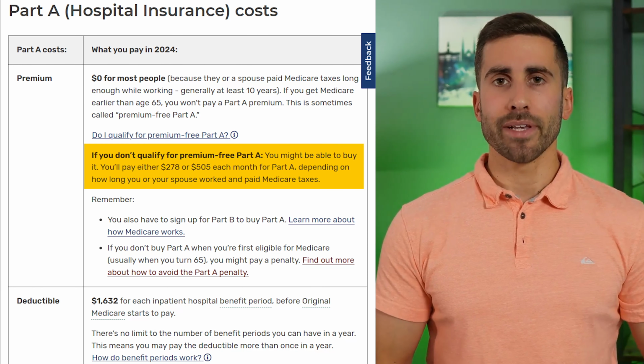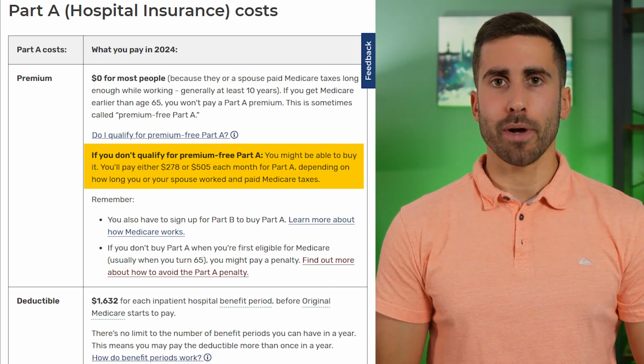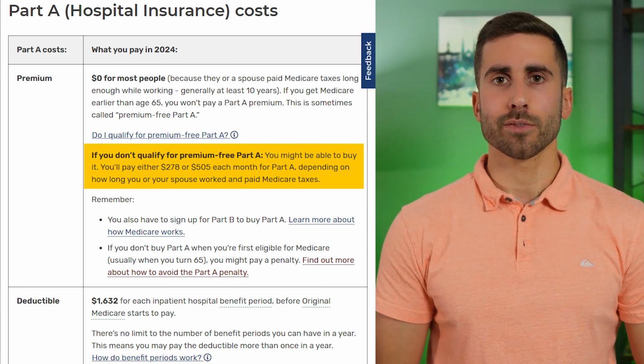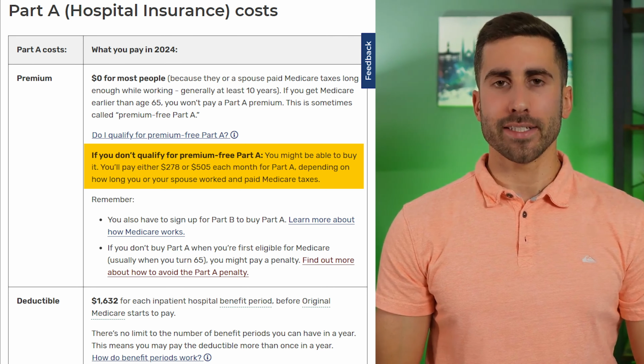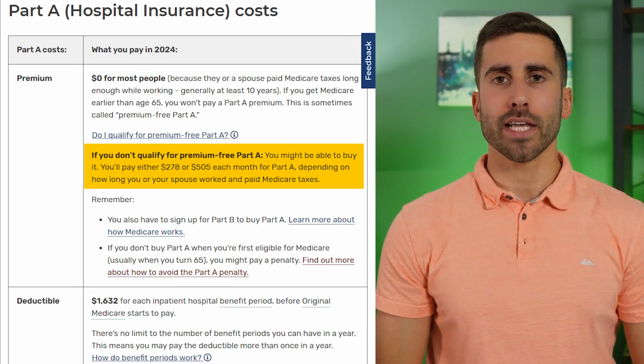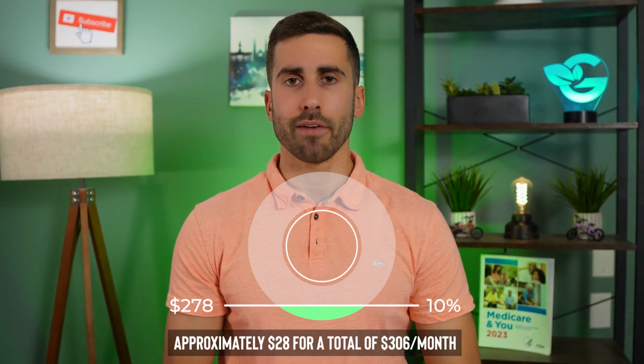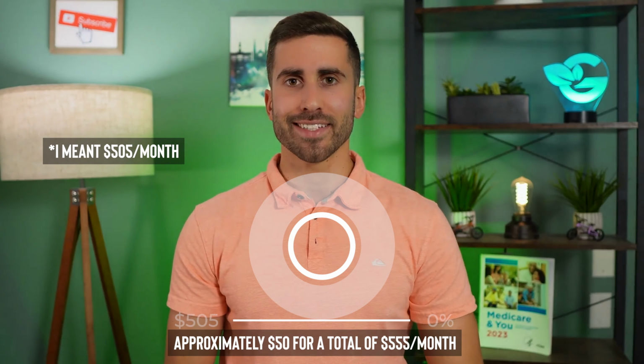Now, as for the premium rates and the penalty amounts, in 2024, the Part A premium is either $505 per month if you paid Medicare taxes while working less than 30 quarters, or it could be $278 per month if you paid Medicare taxes while working between 30 and 39 quarters. So for 2024, the Part A penalty is either 10% of $278 per month or $506 per month.